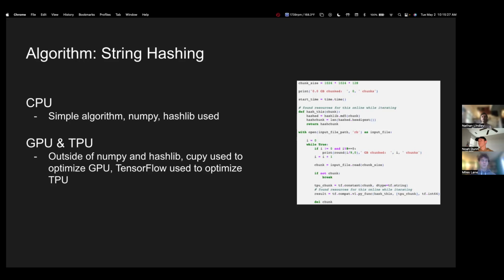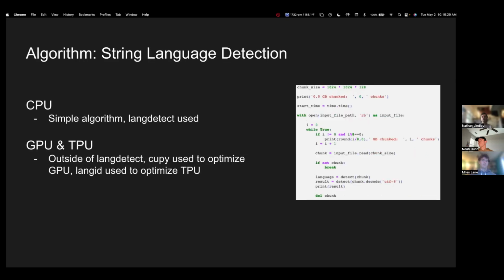So lastly, we're going to take a look at the string language detection algorithm. And this algorithm used langdetect for all three algorithms. But once again, GPU used CuPy to configure its many processors. And one note here is that the TPU attempted to use langid, but ultimately it was too slow working with TensorFlow, and so we ended up reverting back to using langdetect. So those are our three algorithms.